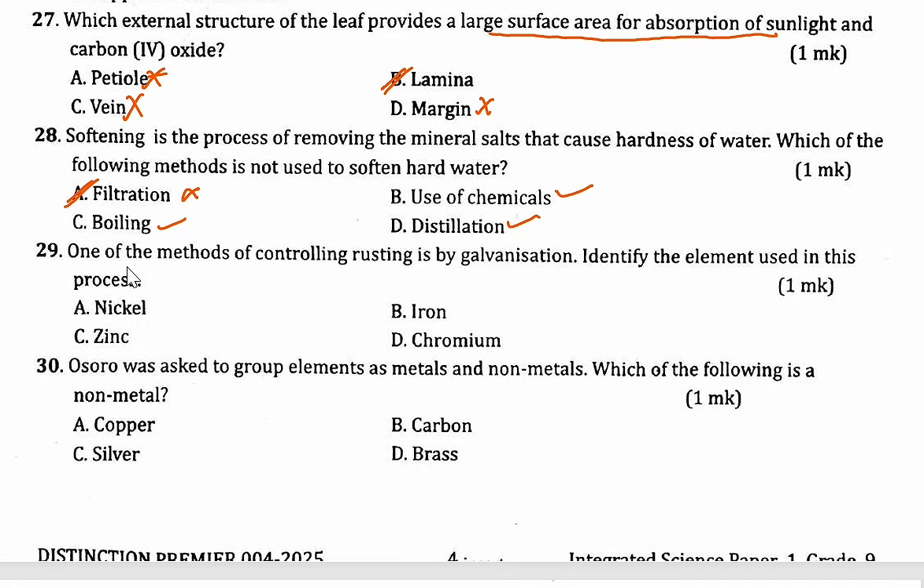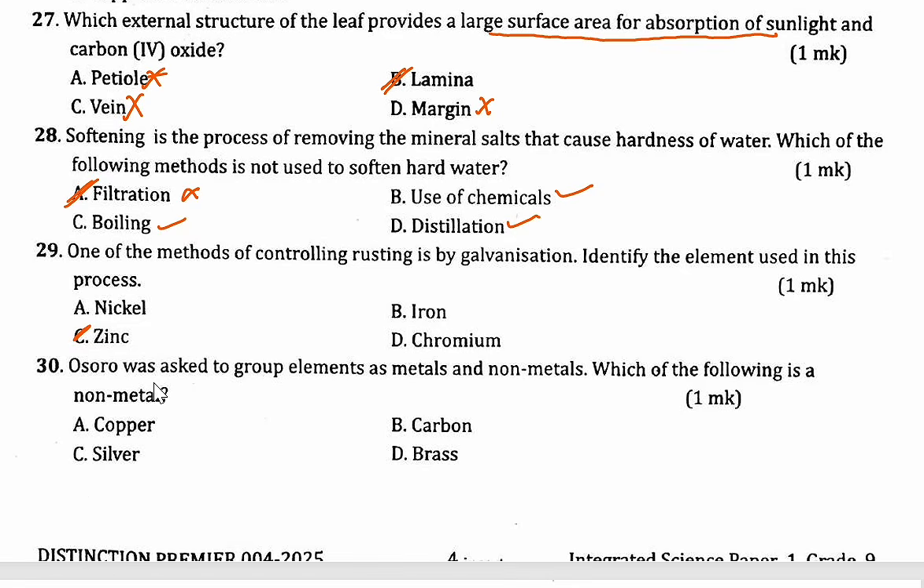Number 29. One of the methods of controlling rusting is by galvanization. Identify the element used in this process. What is galvanization? It is the process of coating iron with zinc. So if you know the definition, definitely the answer is C, and therefore the element used is zinc.